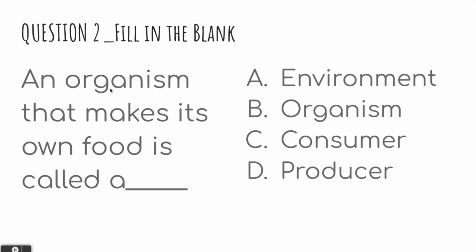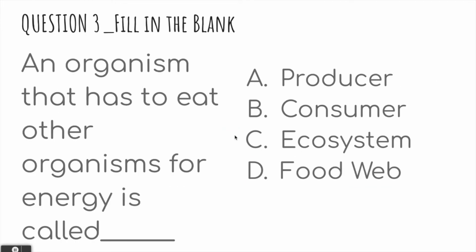Question 2 says, an organism that makes its own food is called a... What do we call those organisms that make or produce their own food? Is it A, environment, B, organism, C, consumer, or D, producer? If you said D, producer, that is correct. Producers are part of the food web that can make or produce their own food using the light energy from the sun.